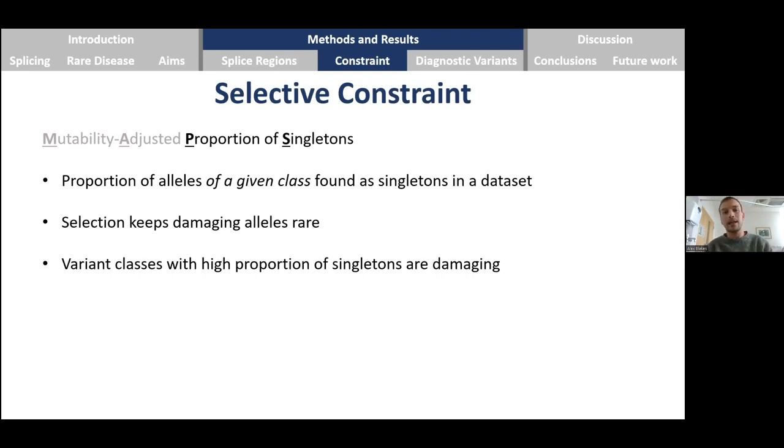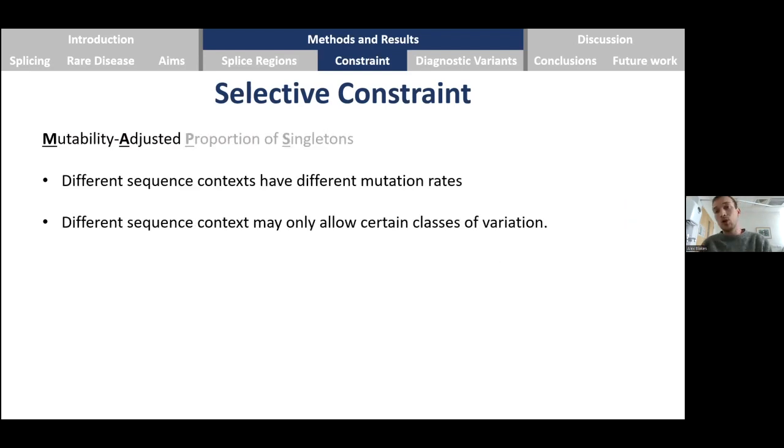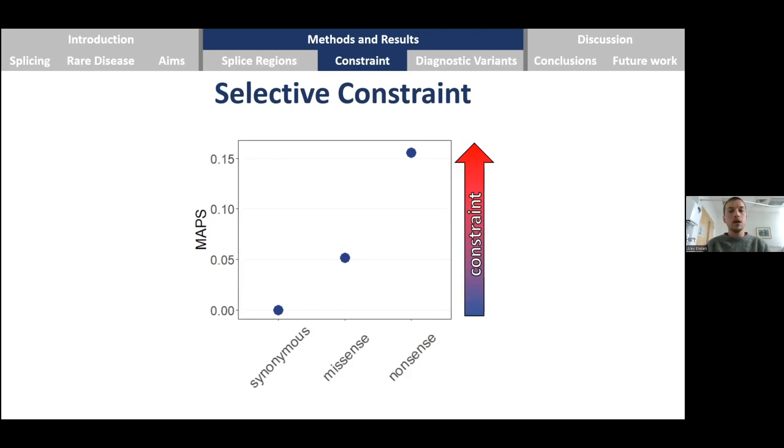And the reason for calculating that is because negative selection keeps damaging alleles rare in a population, we can infer that variant classes with a high proportion of singletons, i.e. a high proportion of rare variants, are more likely to be damaging and might harbor damaging variant types. And we also need to adjust for mutability because different sequence contexts have different mutation rates, and that can affect the proportion of singletons. So put in simple terms, the higher the proportion of singletons, the higher the MAP score, the more damaging that variant class is likely to be, as illustrated here with these coding variant types that we're all familiar with.